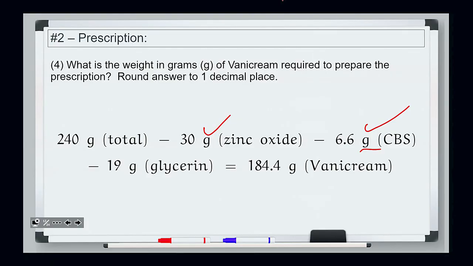Do not use 6 mils. We need to subtract the weight of 6.6 grams. That's why you had to find it. And then remember, for the glycerin, even though it's 15 milliliters of liquid, the weight was 19 grams. So make sure you subtract the weight. By the time you subtract all of those weights, it's 184.4 grams of Vanicream. All right?